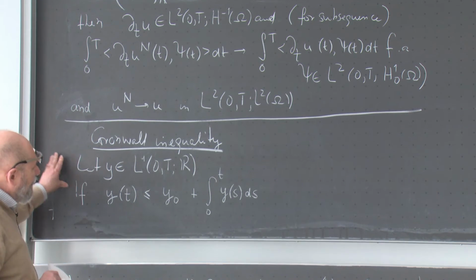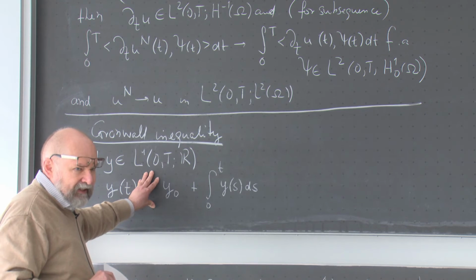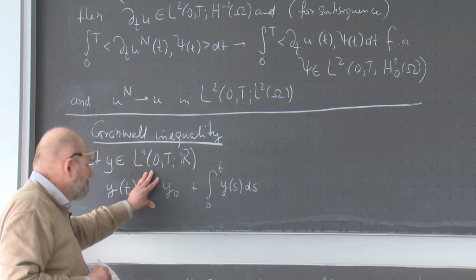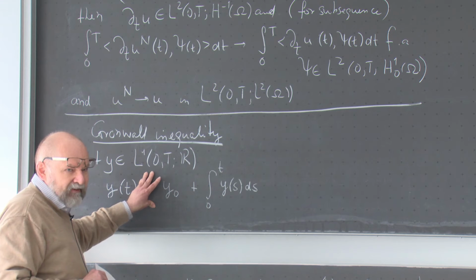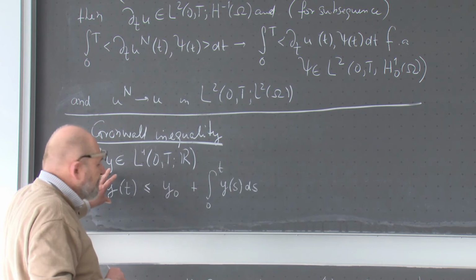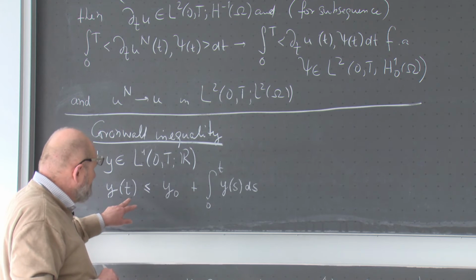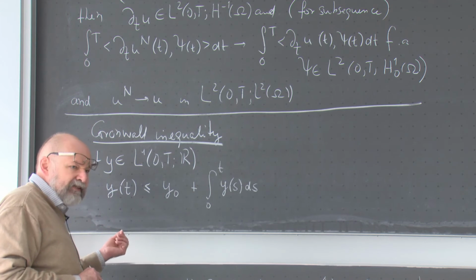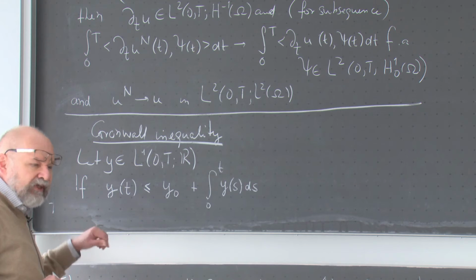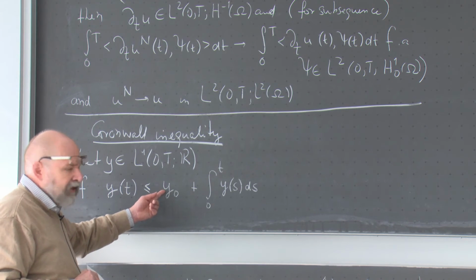And okay, if this would be an equality sign here, so the extreme case, then I think we know how to conclude. Because then we could take the derivative, and we try to view this y as a solution of an ordinary differential equation. So the initial data is y0.